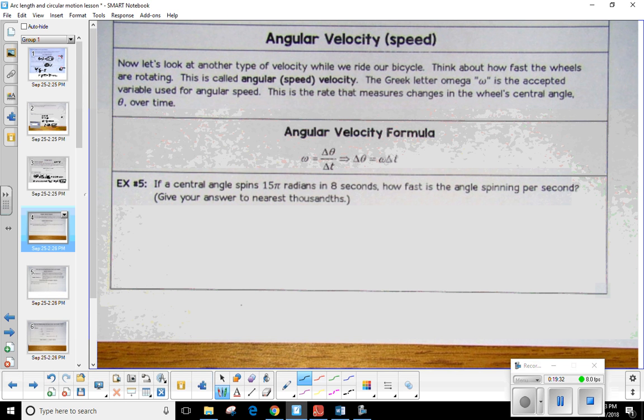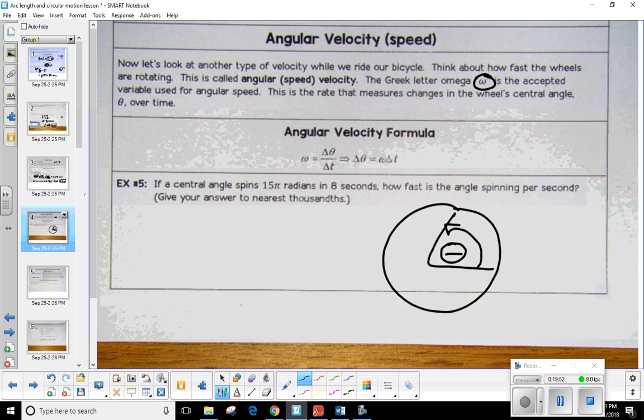We use the Greek letter omega, which looks like a curvy little W. That's the variable that represents angular speed. This is the rate that measures changes in the wheel's central angle theta over time. If you're thinking about a circle, you're spinning so fast, this is how fast the angle is increasing with respect to time. That's angular speed. Linear speed is how fast the object is moving on a circular path. With angular speed, it's how fast the angle is increasing with respect to time.